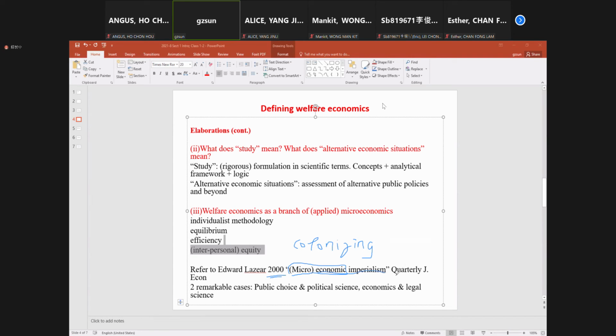This journal was edited by Harvard economists. They published it purposely in this year, just for debate. And once published, it was very influential. In this paper, Lazear argues why economics is so powerful, because we have 3 important ideas, 3 important methods.